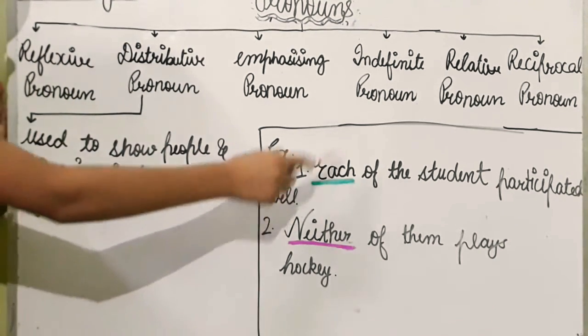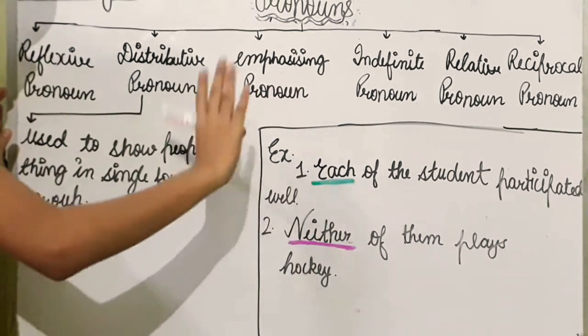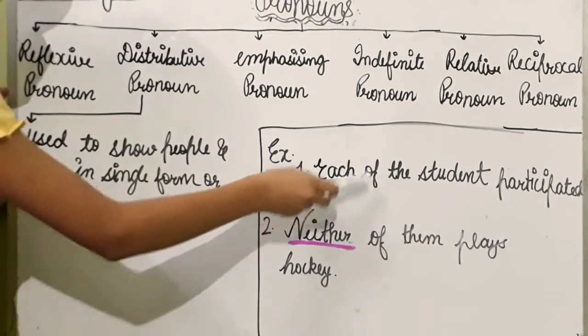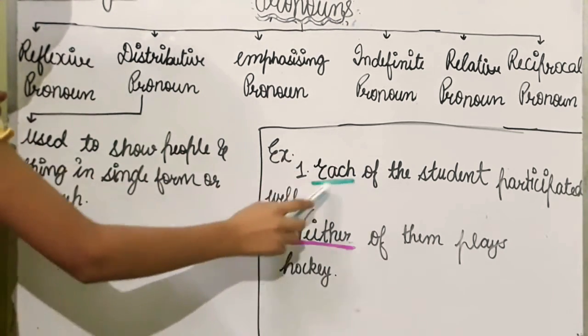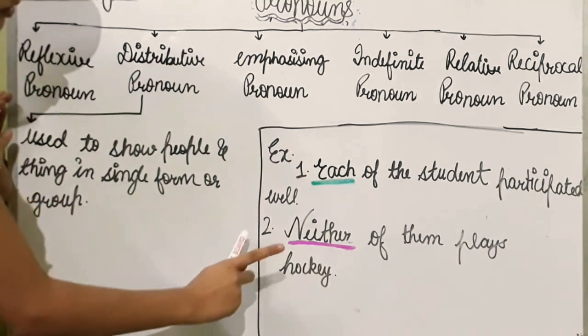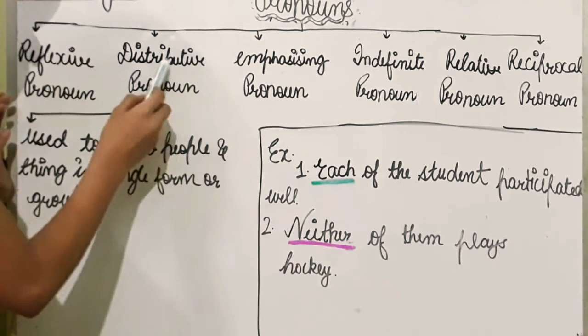Like each of the student participated well. Means हर एक स्टूडेंट ने अच्छा ही पार्टिसिपेट किया. So here each is the distributive pronoun and this is used for one person. And next is neither of them plays hockey. So here neither is the distributive pronoun.